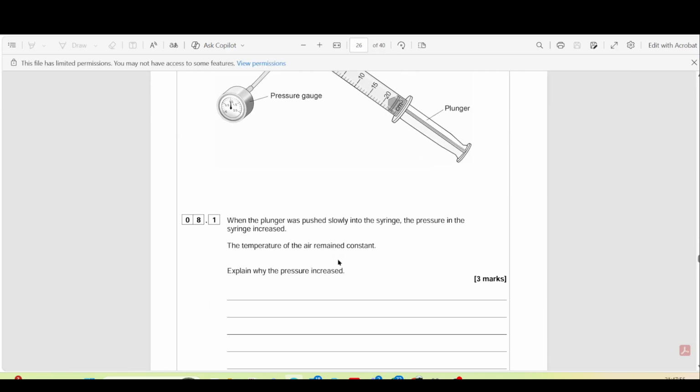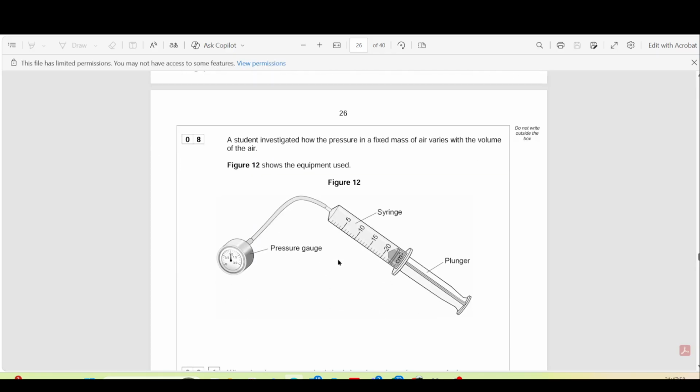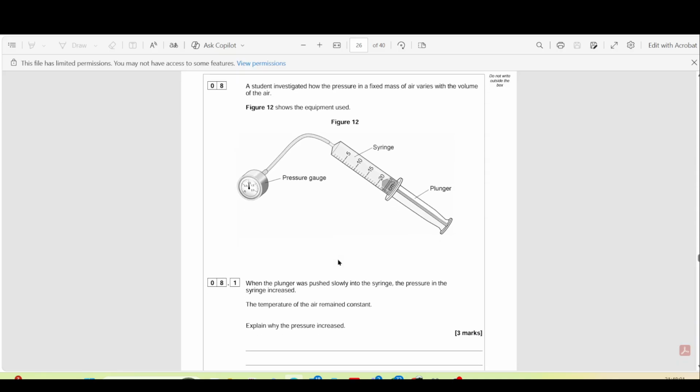Let's do question number 8. The pressure increased because when the plunger is pressed in, the amount of space for the air particles decreased. So they started crashing into the walls more frequently. Exactly, because you are decreasing volume, so the pressure is increasing and the particles are colliding with the walls of the syringe.